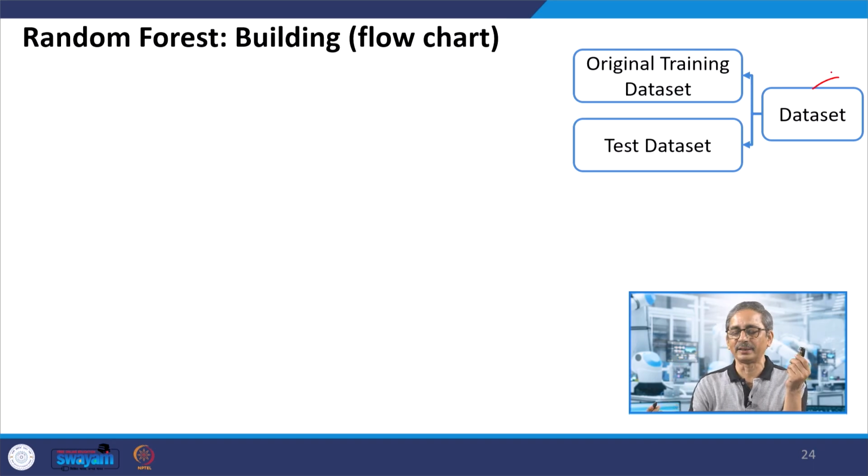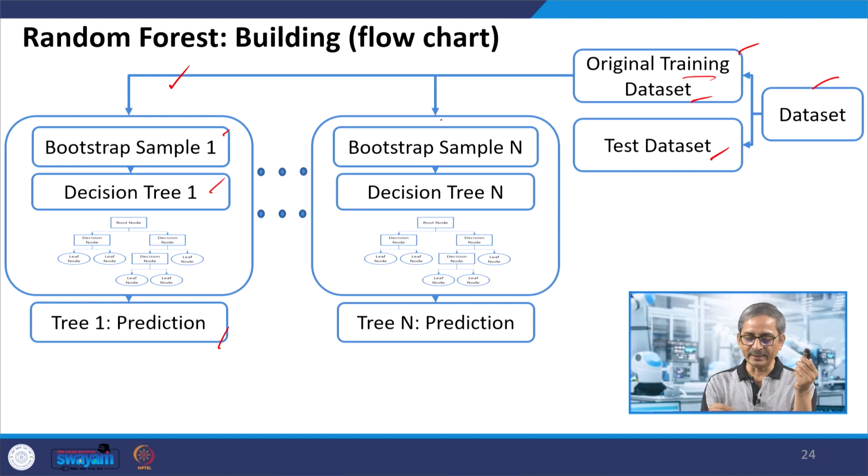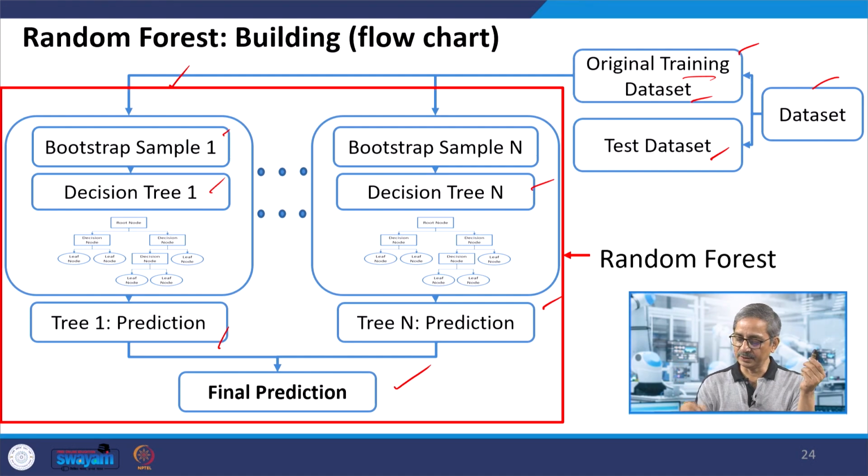So we have a data set. We split that data set into the training data set and the test data set, and from here this is my decision tree 1. Likewise I can have say n number of decision trees. So I have n predictions for tree n, and then I can have the final prediction. So this is how the flow chart works, and this is what we call the random forest.